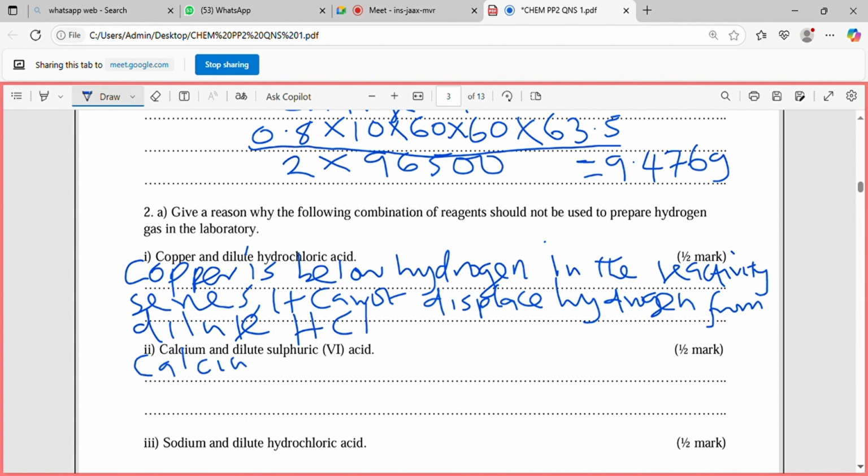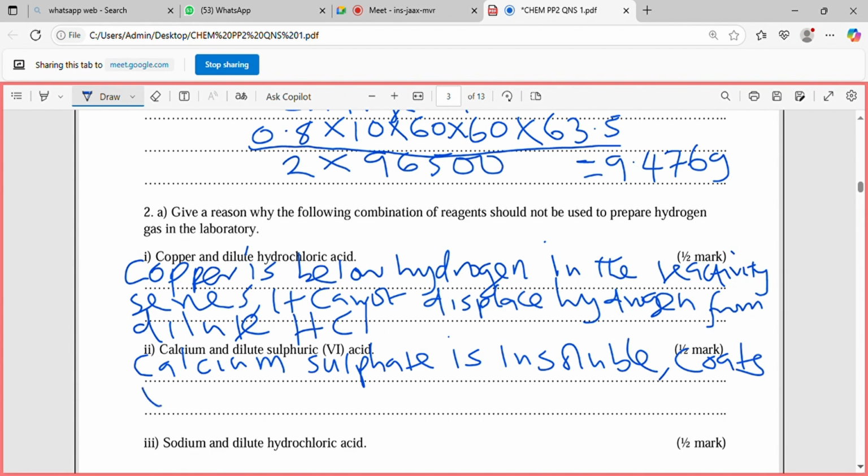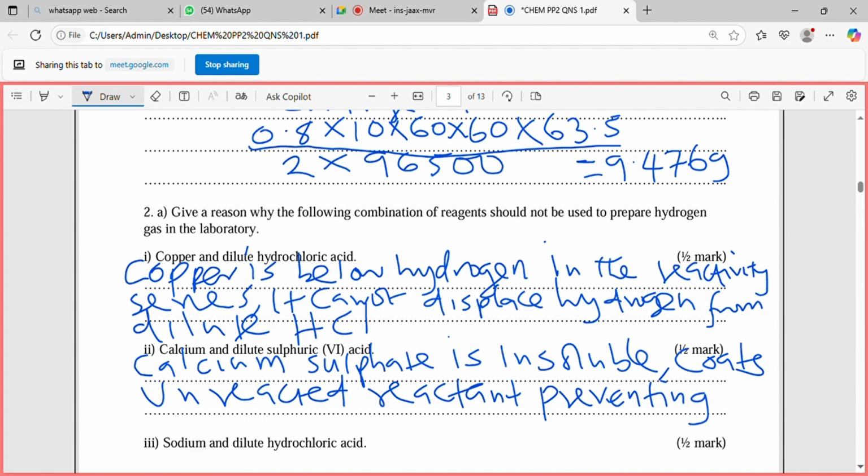Calcium sulfate formed is insoluble. It is an insoluble salt, which coats the unreacted reactant, preventing further reaction.